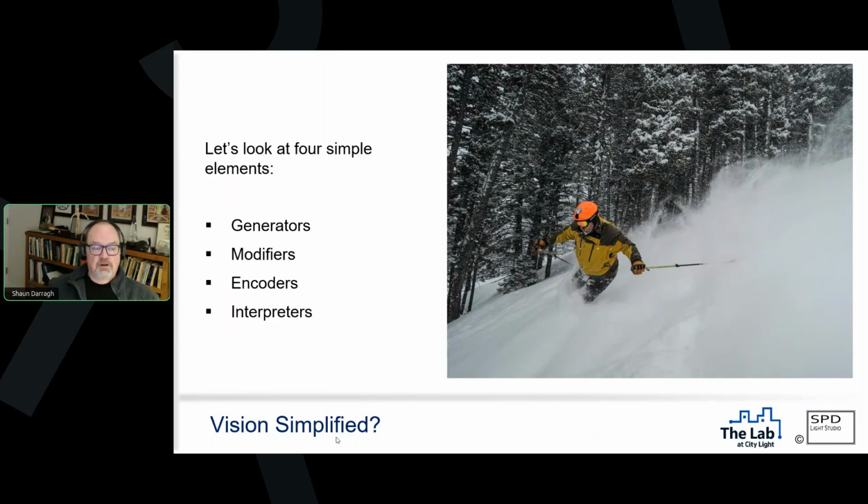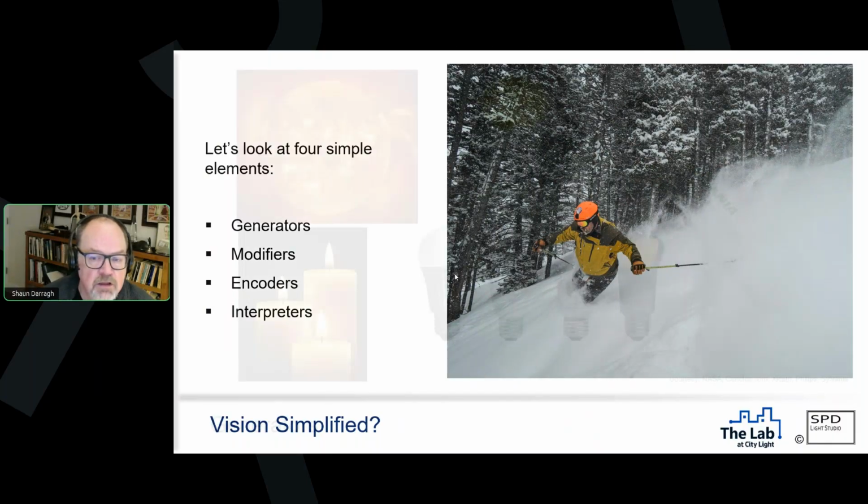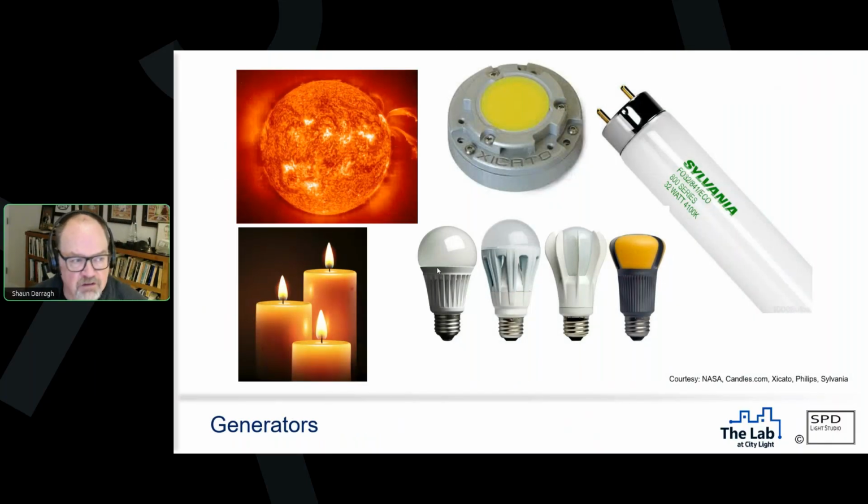If you've had the experience of skiing or living in a cold environment, you'll notice that all of that fluff coming up behind me is powder. That suggests to me that A, it's very cold there, and B, the snow is probably very dry, very fluffy. So there's a lot of meaning that I can derive just by glancing at this, all of which comes in from these 4 elements. So generators, very simple. It's a light source. Any light source.